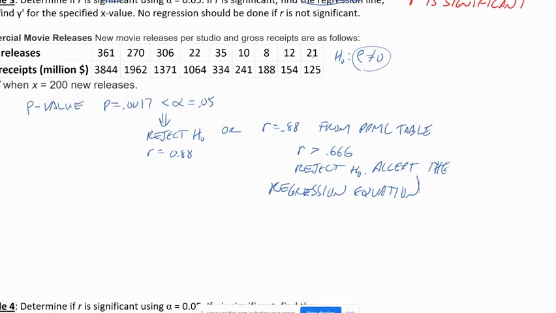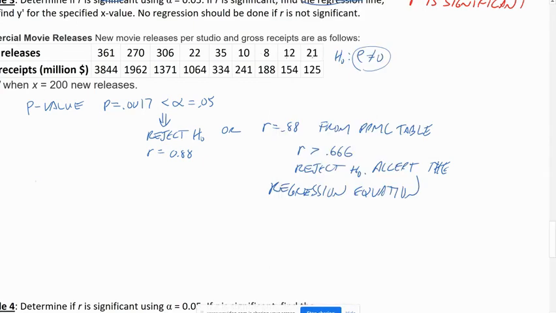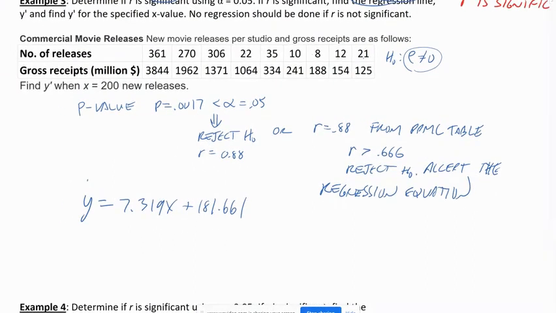All right, so our regression equation from the calculator: A is 181.66 and B is 7.319, so our regression equation would be y equals 7.319x plus 181.661.